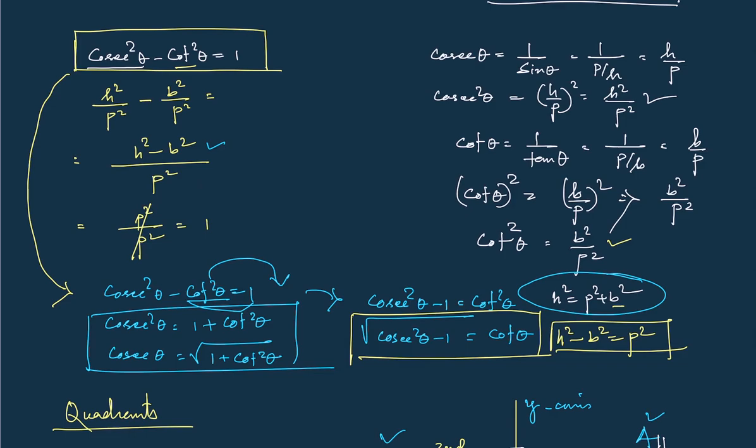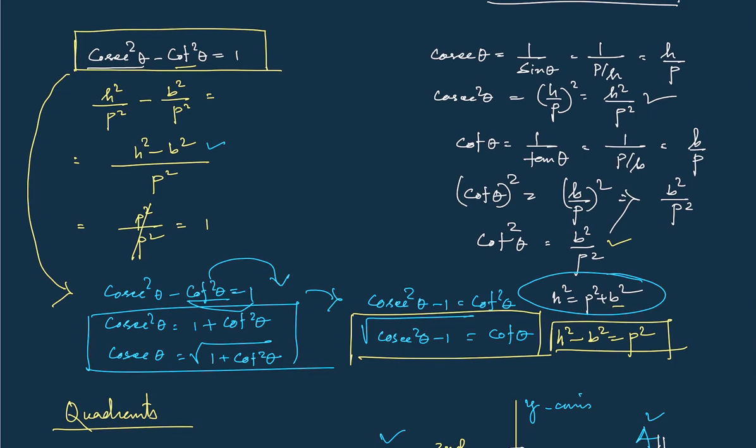Now you can see this formula: cosec square theta minus cot square theta is equal to 1. So you put cosec square theta on the left side and bring cot square theta to the right-hand side. Then cosec theta is the square root of 1 plus cot square theta. This is the formula. Then cosec square theta minus 1 is equal to cot square theta. Now cosec square theta minus 1 under a square root is equal to cot theta. You need to find this out on your own.